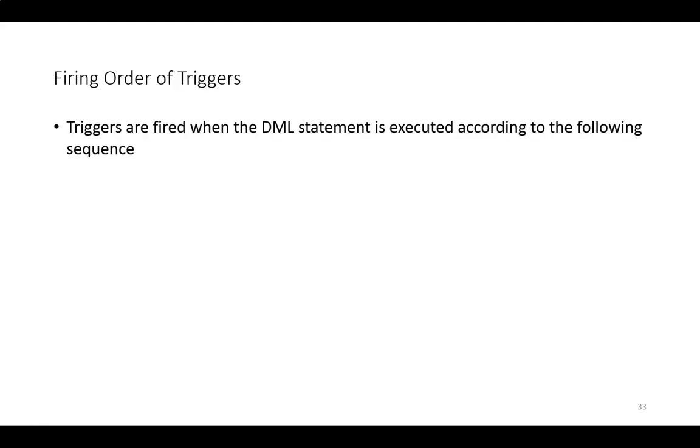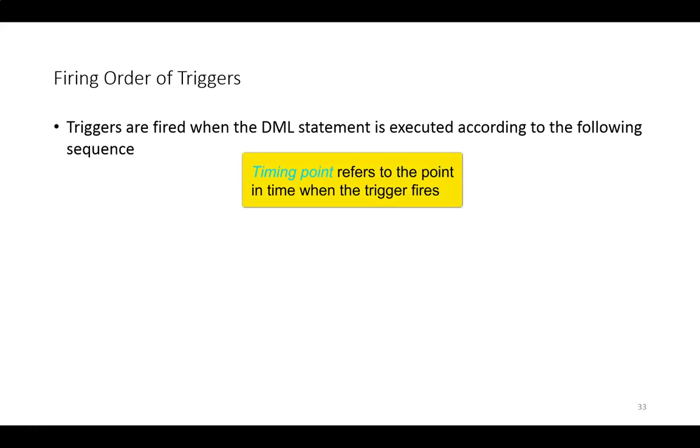We've indicated that you could have more than one trigger associated with a table. You could have a different trigger for each DML statement. There could be an insert trigger, an update trigger, a delete trigger. But it's also possible to have more than one trigger associated with a DML operation. We could have more than one insert trigger, more than one update trigger, more than one delete trigger. What I'm getting at here is there's something called the timing point. When does the trigger actually fire or execute?